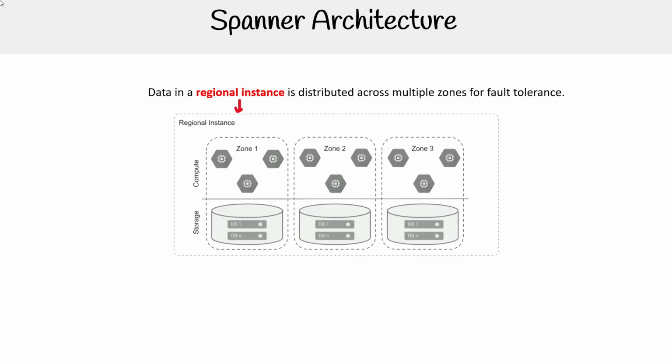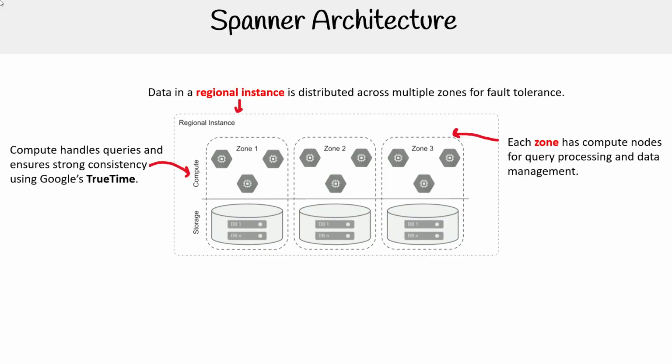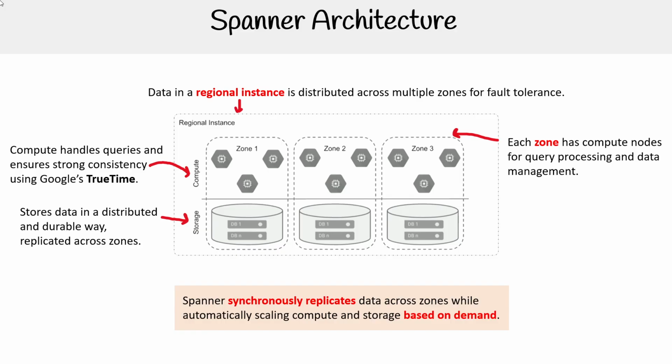So data is in a regional instance. It is distributed across multiple zones for fault tolerance. Each zone has compute nodes for query processing and data management. Compute handles queries, ensures strong consistency using Google's TrueTime, and stores data in a distributed and durable way, replicated across zones. Spanner synchronously replicates data across zones while automatically scaling compute and storage based on demand.